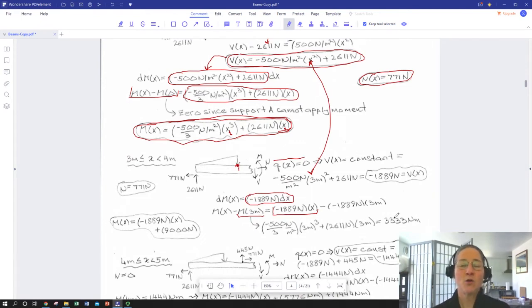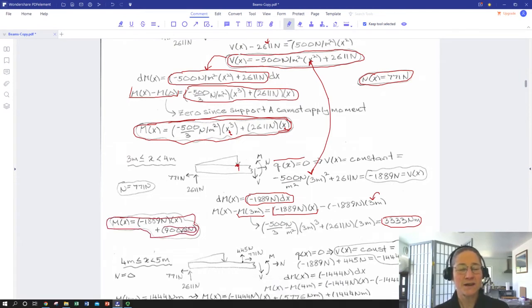So the moment at 3 meters coming out of our distributed load section was 3,330 newton meters. That's going to end up getting added to both sides, and we have to use our linear expression and evaluate its lower limit of integration at 3 meters. So that ends up giving us a total expression for moment. It's still a downward sloping line, but it's got a pretty hefty constant offset.